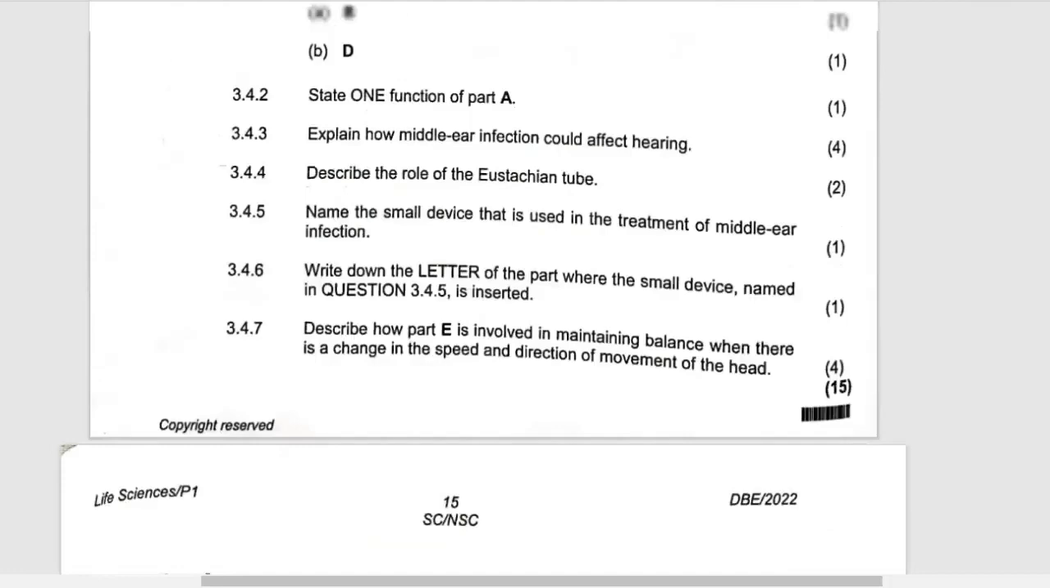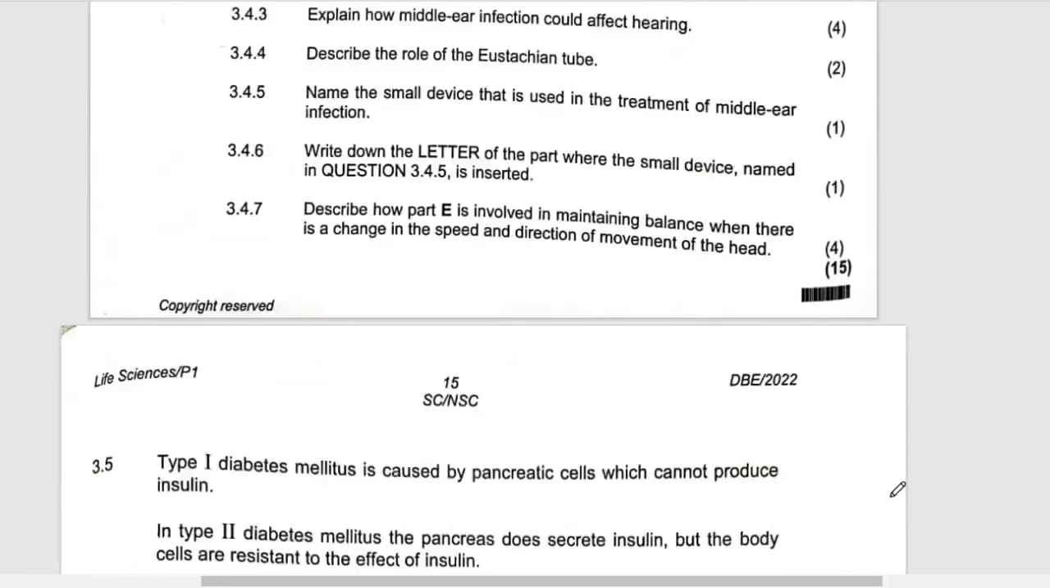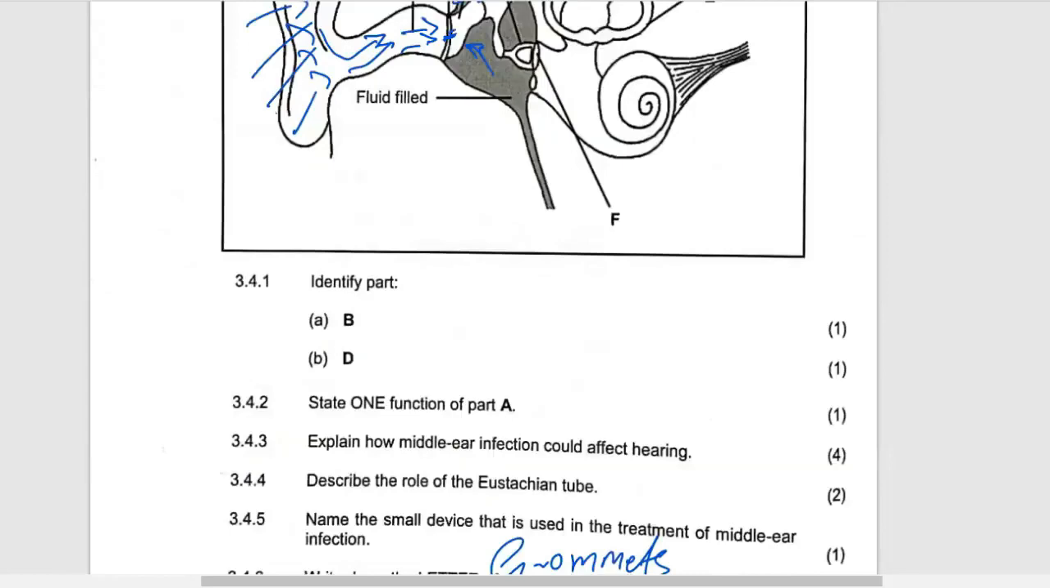Then lastly, but not the least, they're asking you to write the letter of the part where the small device named above, which is the grommet, is supposed to be inserted. It is supposed to be inserted in the tympanic membrane. And if you look at this, it is part C.